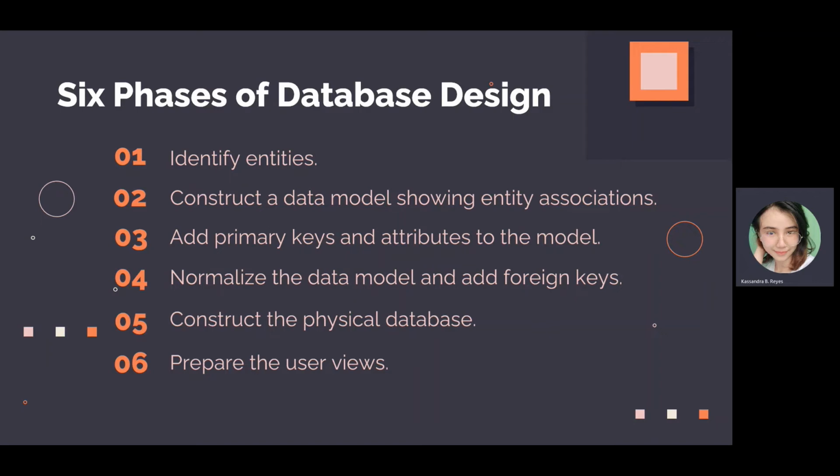But here, we will be only focusing on the 6 phases of database design, which are collectively known as view modeling. So first is to identify entities. Second, construct a data model showing entity associations. Third, add primary keys and attributes to the model. Fourth, normalize the data model and add foreign keys. Fifth, construct the physical database. And lastly, prepare the user views.